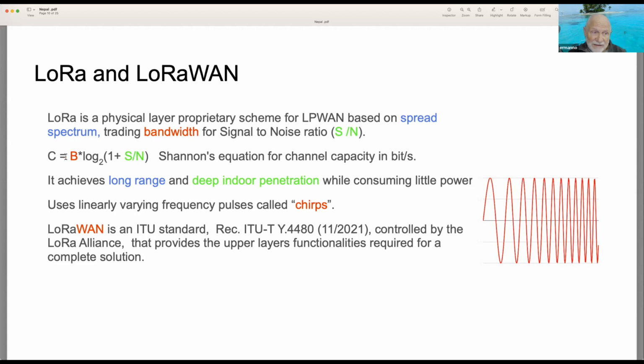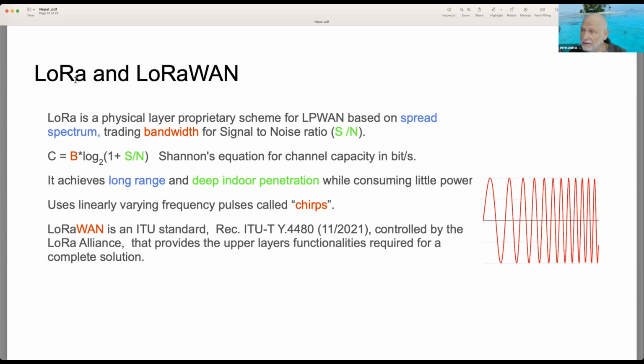And this is by taking advantage of the channel capacity equation derived by Shannon in 1948, which states that the amount of bits per second that you can send is proportional to the bandwidth and to the logarithm of the signal-to-noise ratio. So for a certain amount of capacity, you can either use a bigger bandwidth or a bigger signal-to-noise ratio. So you can play with these two parameters in order to meet your requirements.